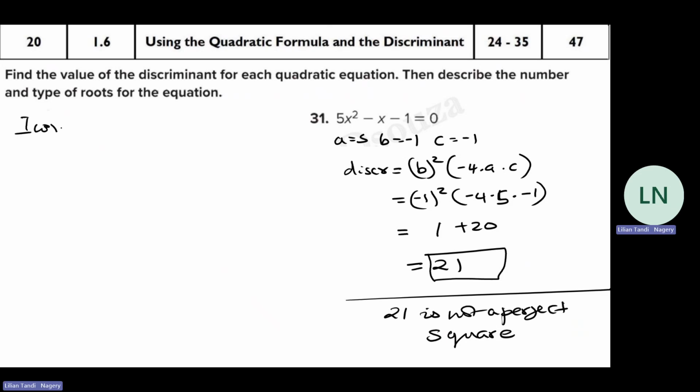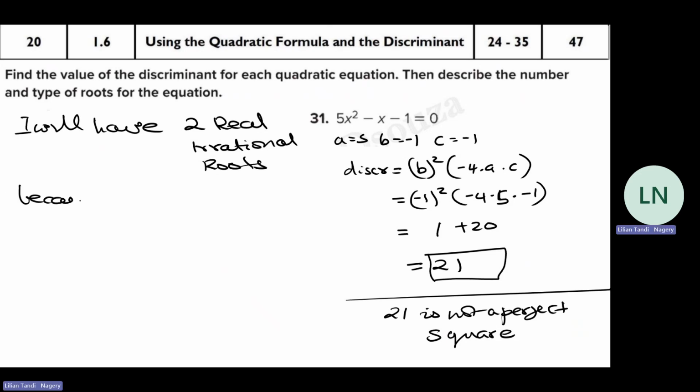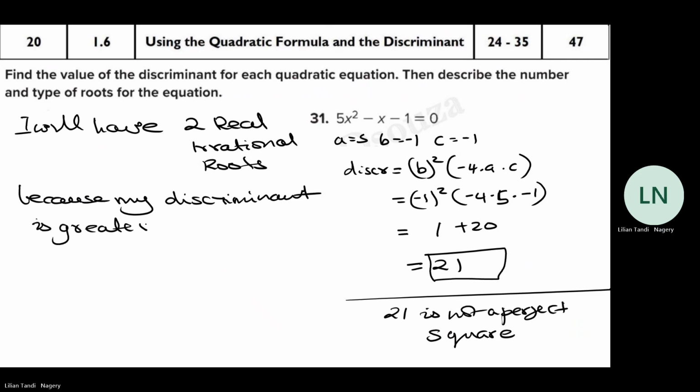I will have 2 real irrational roots because my discriminant is greater than 0, but not a perfect square.